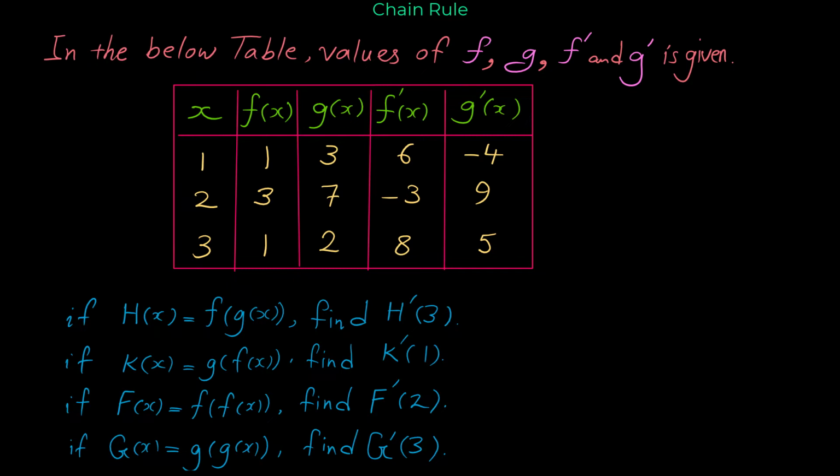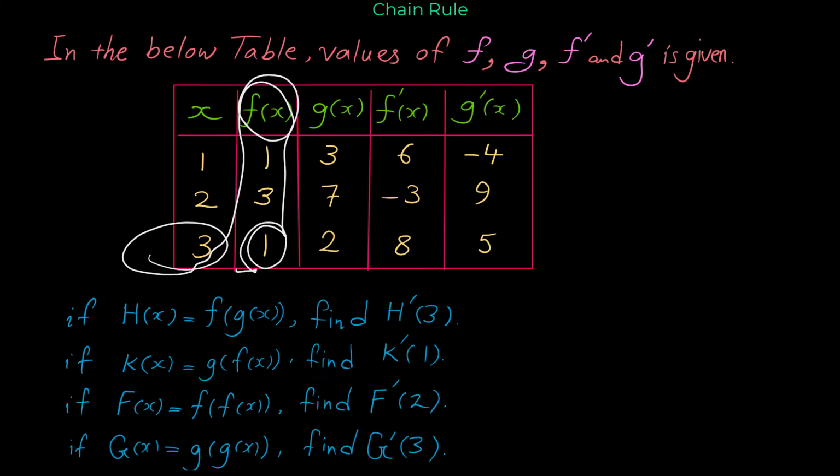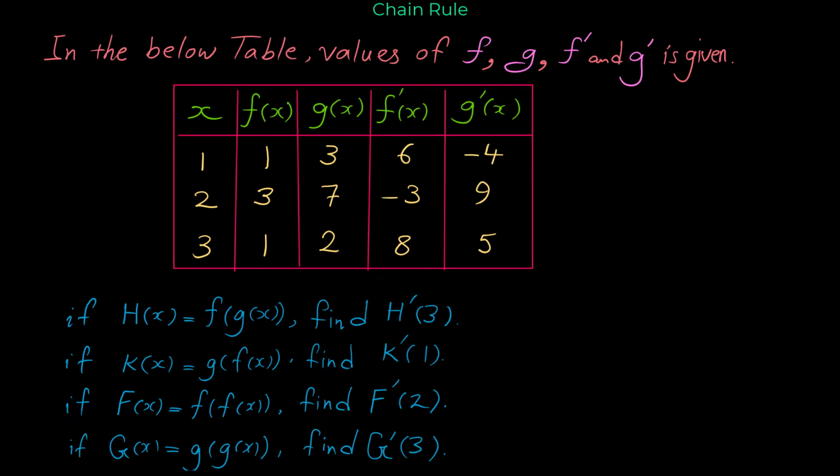For example, when x equals 3, the value of the function f when x is 3 is given 1. Or for example, when x is 3, the value of f prime is 8. So f prime of 3 is 8. And the other information is given here. From this information, we want to find these values: h prime of 3, k prime at 1, f prime at 2, and finally g prime at 3.